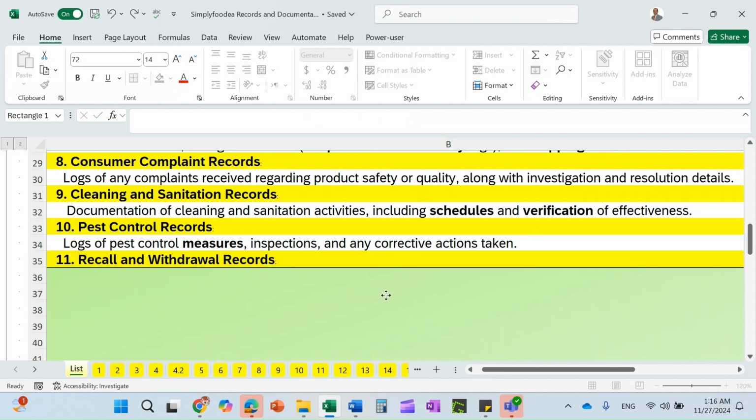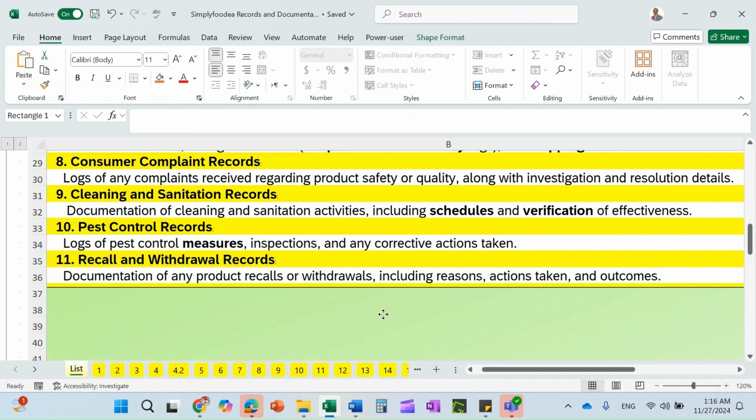Number 11 is the recall and withdrawal records. It must include documentation of any product recalls or withdrawals, including reasons and actions taken.